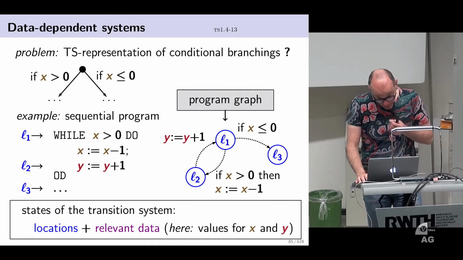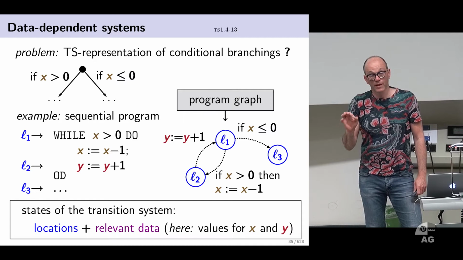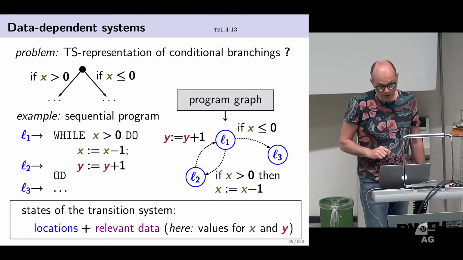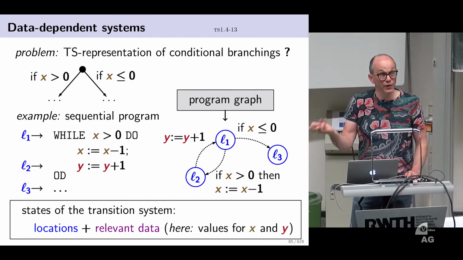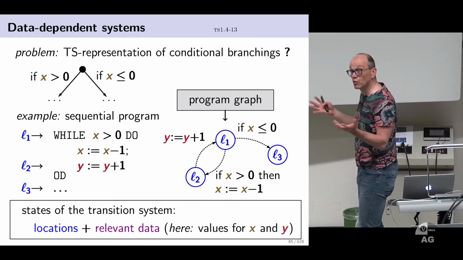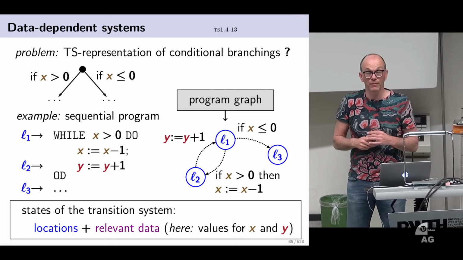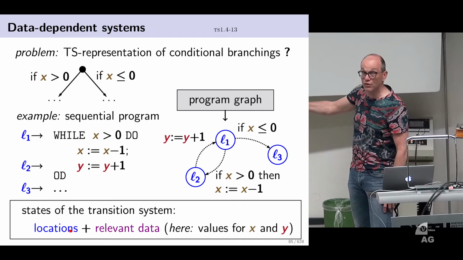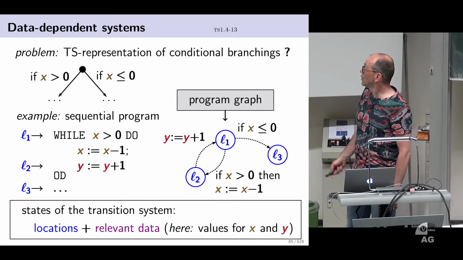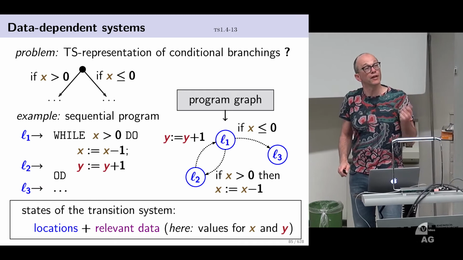Good. So I'm going to argue and show you that every program graph, and mind, a program graph is for me a program, can be described or gives rise to a transition system. So what's the state of such a transition system? Now, what do we need to know about a program to know what is the current state of a program? Well, first we need to know where the current program counter, the location, is. Secondly, we need to know all the relevant data, which means all the values of all the program variables.